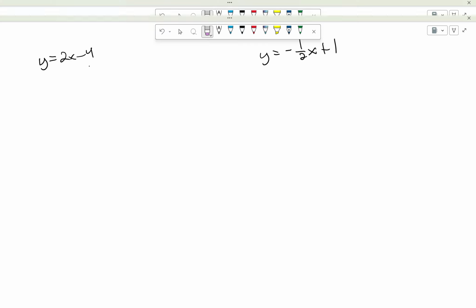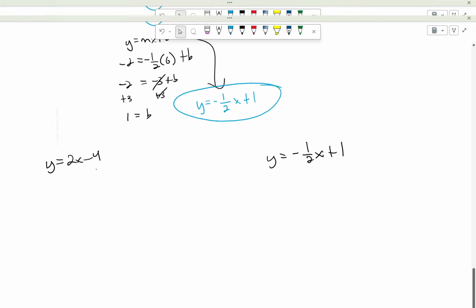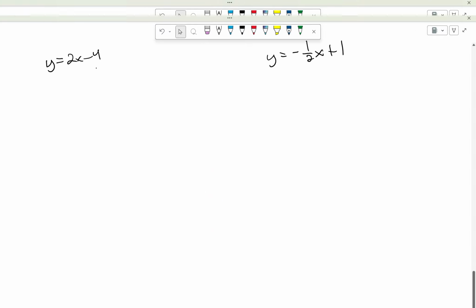I can graph these in a coordinate plane, but I'm never going to graph. I want to figure out where these two lines intersect, because I already have a point that I have to find a distance from, which is this guy up here. What I need to find is where these 2 lines intersect each other. Well, they're going to intersect each other where they're equal. Both of these things equal y, so therefore they're going to equal each other.